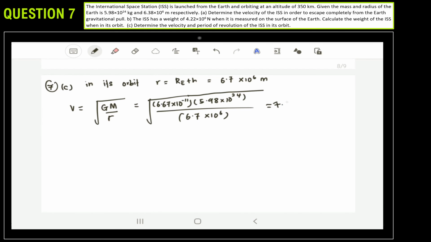7.7 exponent 3 meter per second. So make sure you find this first. This we actually already calculated earlier.